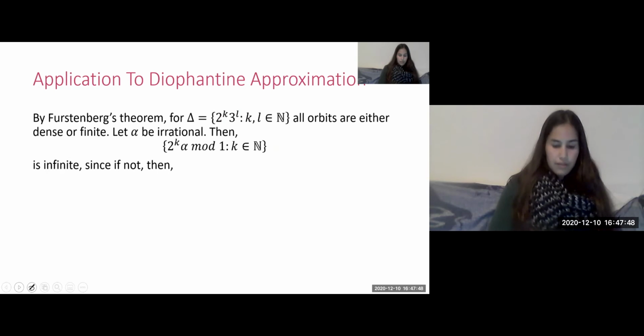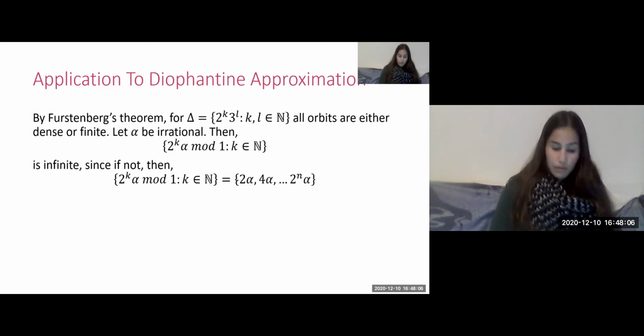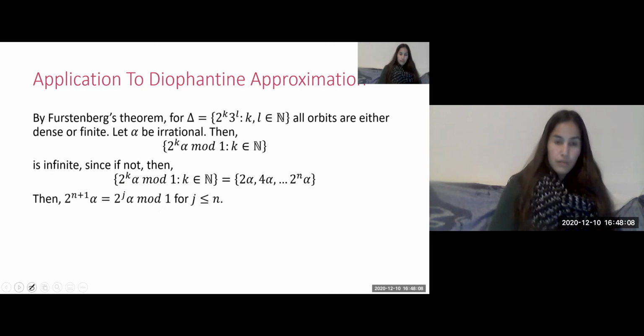And this is going to be the subset. I claim that if I take l equal to 0 here, then just 2^k times alpha mod 1 is going to be infinite. And this is very simple, because if it is not, then we can write this as some finite set like this. But then if we put k equals n plus 1, then it will be in here, and therefore it has to be here. So therefore, 2^(n+1) times alpha must be equal to 2^j alpha mod 1 for some j which is less than or equal to n.